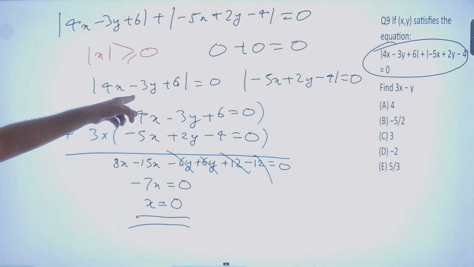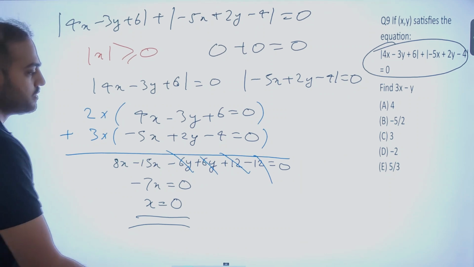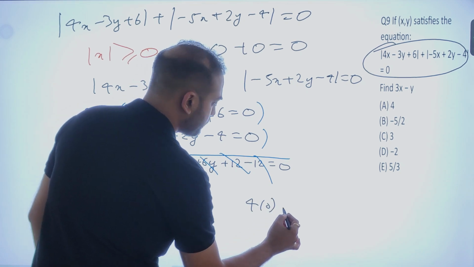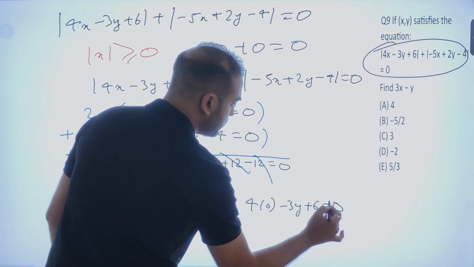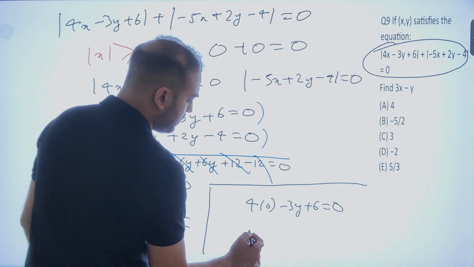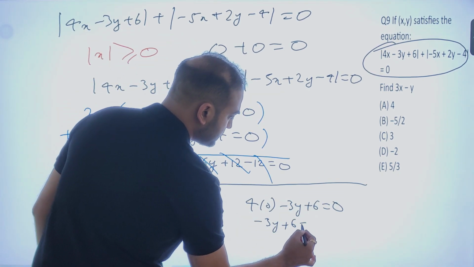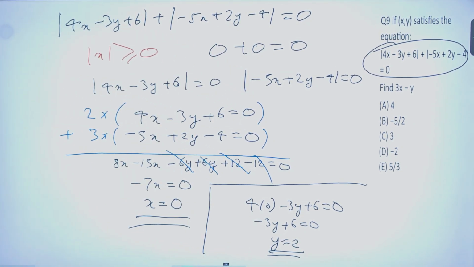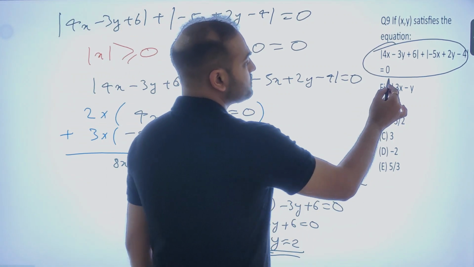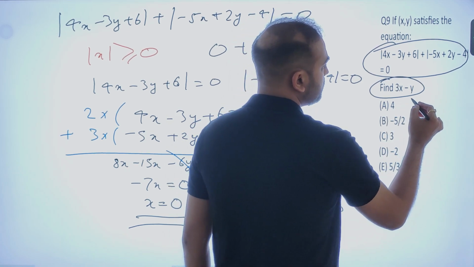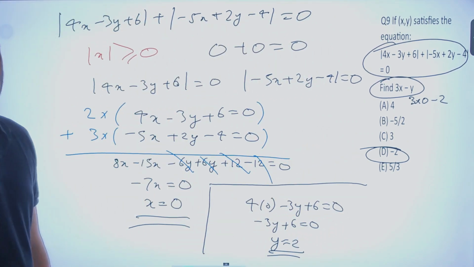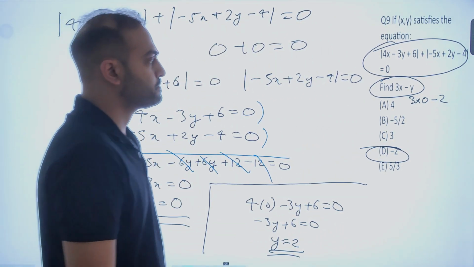Now I can substitute x in any one of these equations. Say I substitute in the first one: 4 into 0 minus 3y plus 6 is 0. I get minus 3y plus 6 is 0, so y is equal to 2. So x is 0 and y is 2. Now what are they asking? 3x minus y. That is 3 into 0 minus 2, which is minus 2.